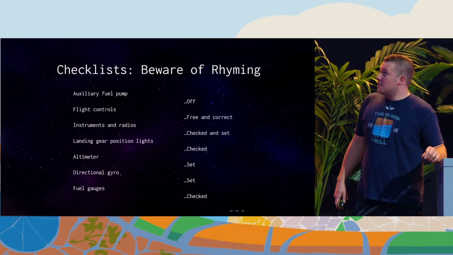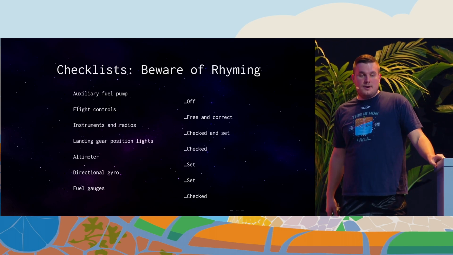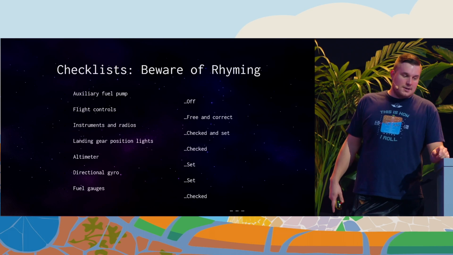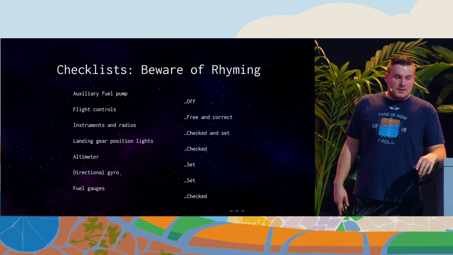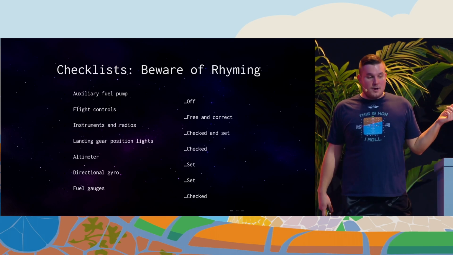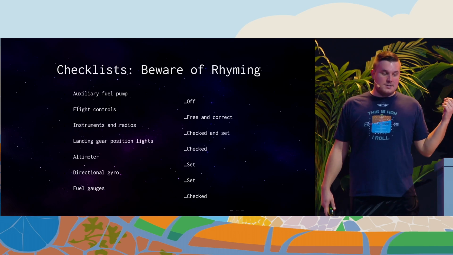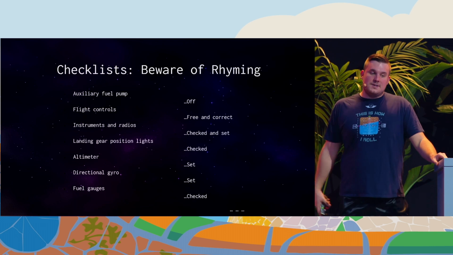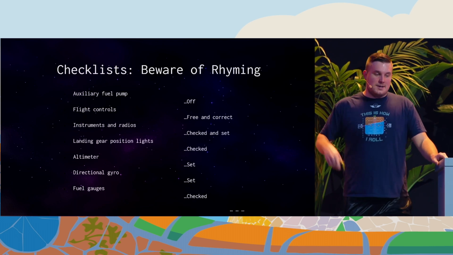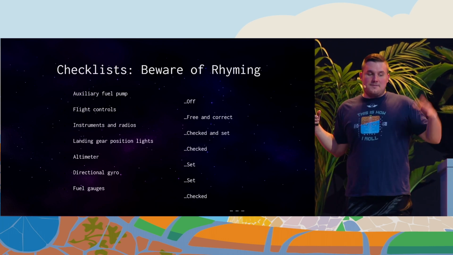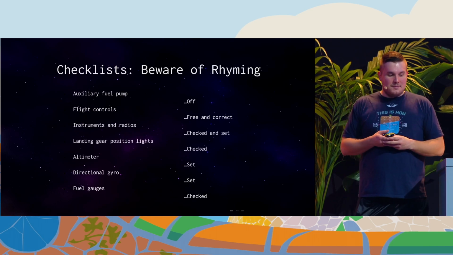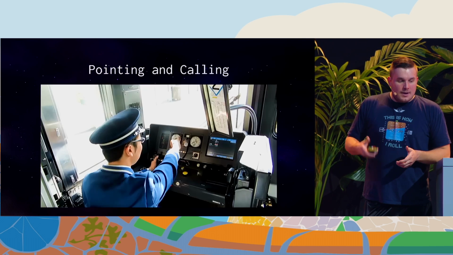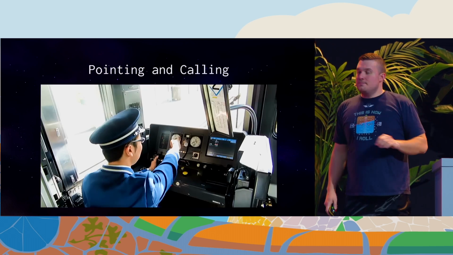With checklists, though, you want to beware of rhyming the lists. So this is some random aviation checklist. In the cockpit, it would sound like auxiliary fuel pump off, flight controls free and correct, instrument and radios checked and set. And you can kind of see how if you've done this hundreds of times, you'd start to just automatically say off or checked and set after you hear the cue of the checklist.